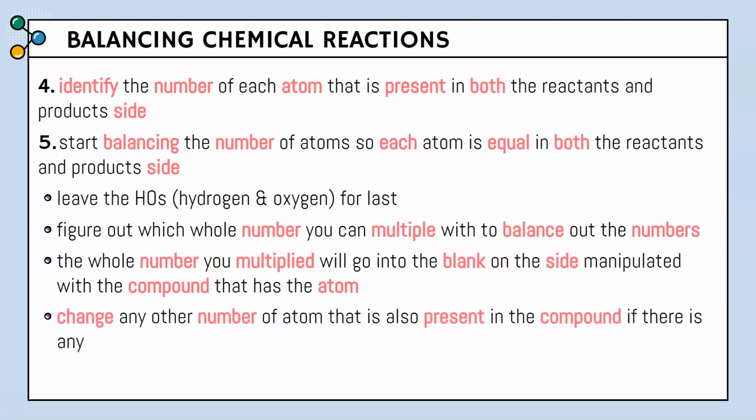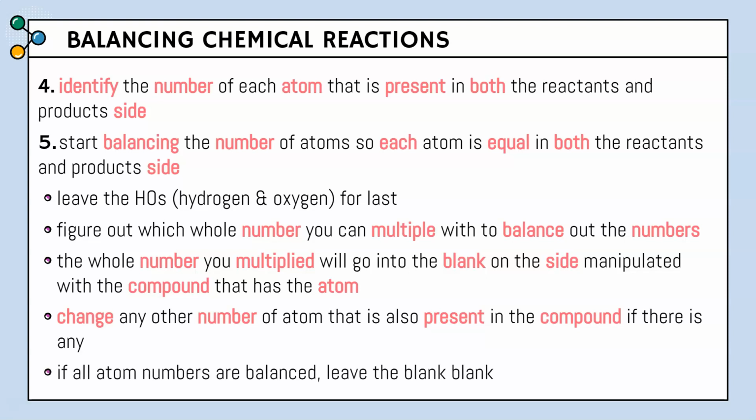And then after that, you're going to change any number of atoms that are also present in that compound, if there is any. So if we're balancing out magnesiums, but it's MgO, that new number you put in the blank not only affects the magnesium, but it also changes the oxygen. And lastly, if all numbers are balanced and there's still blanks involved in the problem, just leave the blank blank. So with that being said, let's go ahead and do some practice problems.